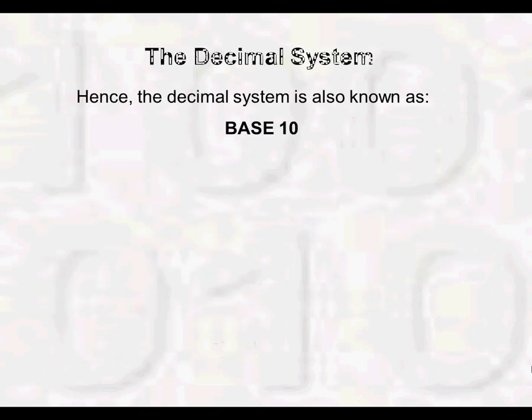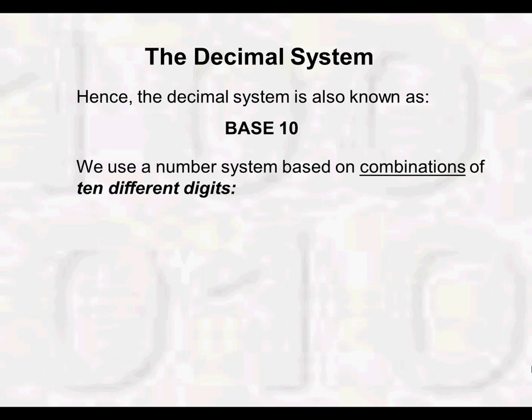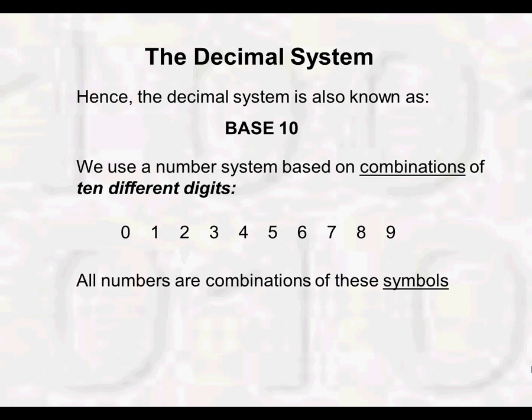It's called the decimal system, or the base 10 system, because it is based on the number 10, or every number that we could possibly make is a combination of 10 different digits. Right? 0 through 9. So any number we make has some combination of those digits in whatever order. So the number 957 would be the digits 9, 5, 7. So all numbers that we can create are combinations of these symbols.